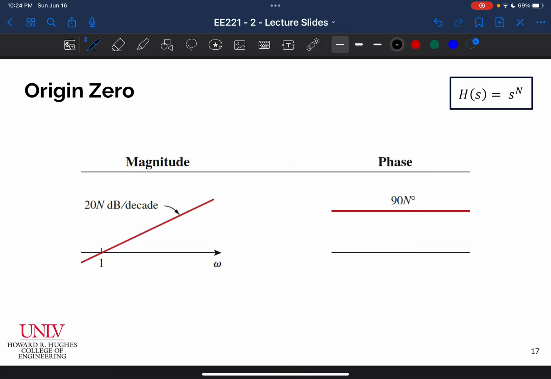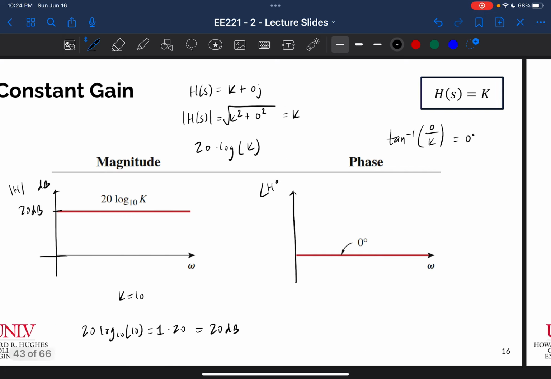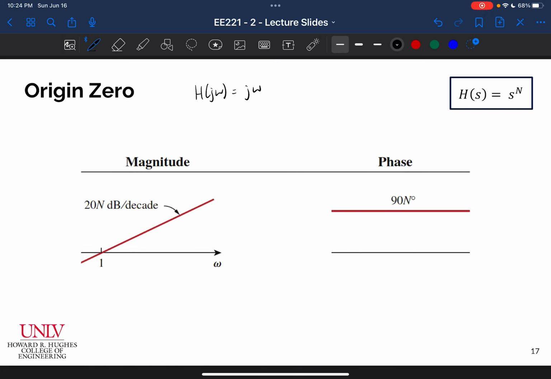But anyways, let's just say that my transfer function is just H of j omega equals j omega, which is the same thing as saying H of s is equal to s, right? If I take the magnitude of H of j omega, again, there's no real part, so 0 squared plus omega squared, square root, is just going to give me the magnitude of H of j omega equals omega.